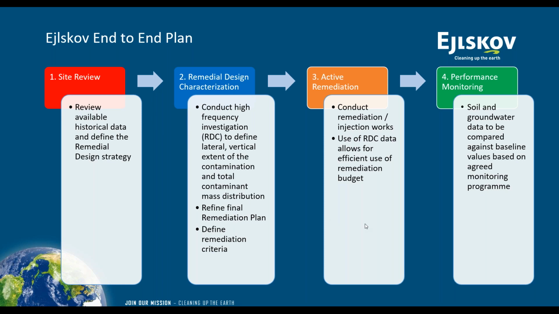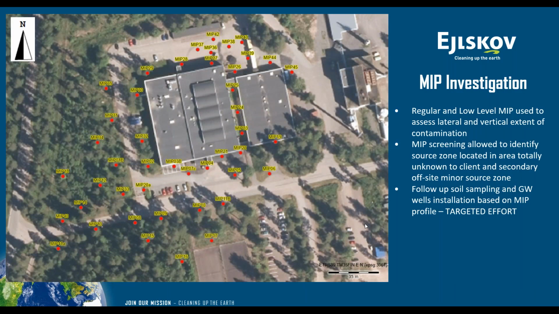For this specific site, the approach of the RDC was performed by doing, as a first step, a site-wide MIP investigation. As we can see from this map, the total amount of MIP points conducted at this site was 45 points, which covered an area of approximately 60,000 to 70,000 square meters.